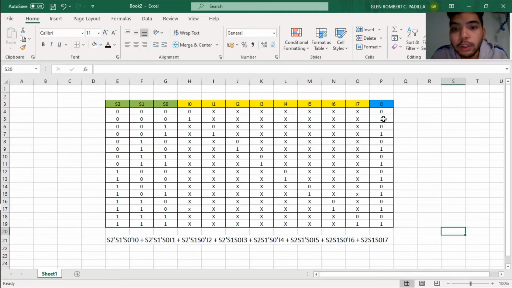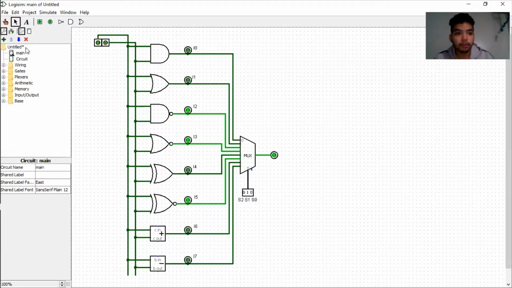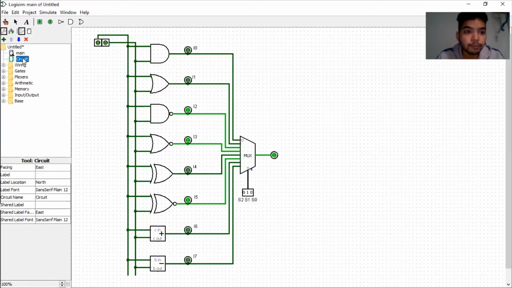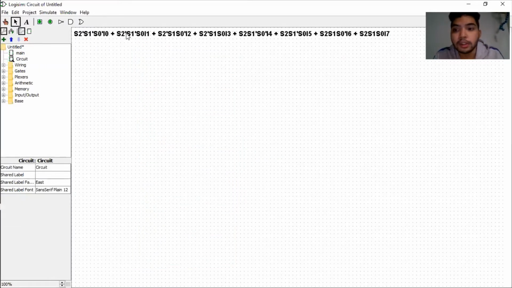So we're going to make the SOP equation, the representation of the equation that is represented by SOP. So we have this equation. So from this equation, we can now make the circuit. So this is the SOP representation of the truth table.